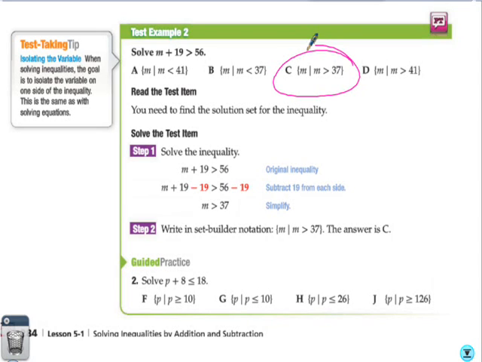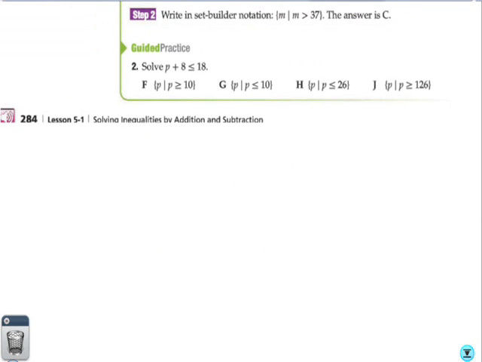Okay. So let's take a look at number 2 on the bottom. We're going to subtract, yikes. We're going to subtract what from both sides? So we get p is less than or equal to 10. So it's g. Really easy stuff that for the most part we should be pretty comfortable with.